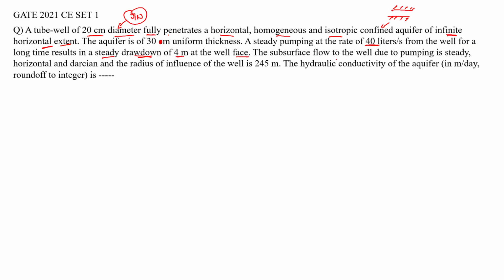The subsurface flow to the well due to the pumping is steady, as I mentioned, and horizontal as well. All these terms are assumptions we made. The flow is horizontal and Darcy's law is valid, and it has a radius of influence of 245 meter. So now the question is, what is K, the hydraulic conductivity of this aquifer? So what have they given?